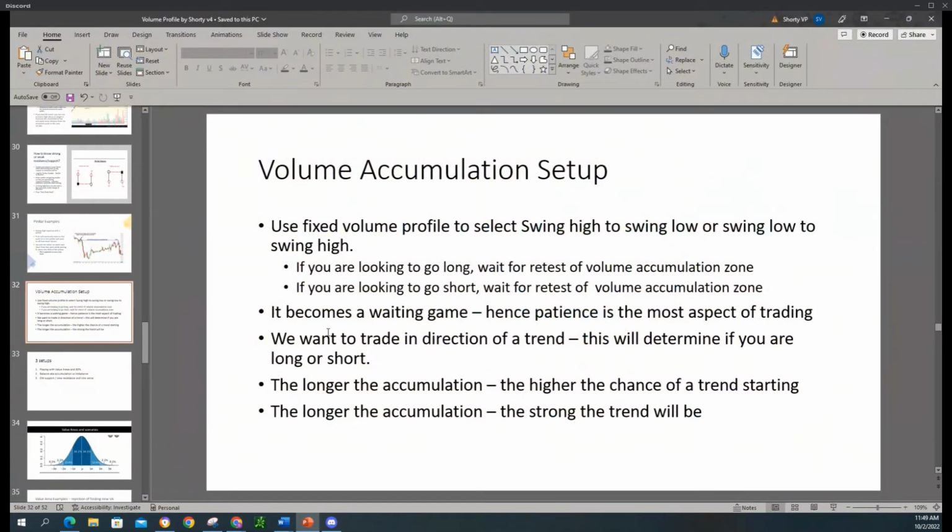I wish I could say the same, but no. So the volume accumulation setup is the same concept. If you're looking for where to short, you look for where the sellers were on the previous down run from top to the bottom. And if you want to know where the buyers are, you just do the opposite, right?